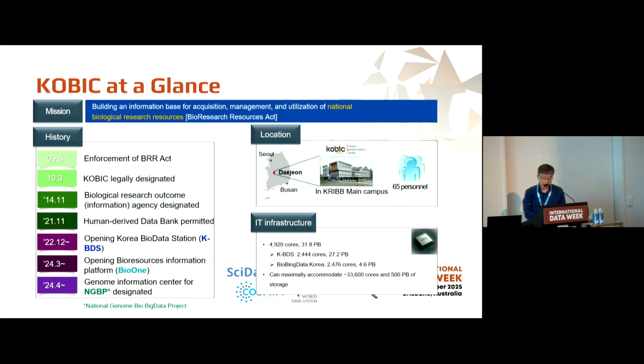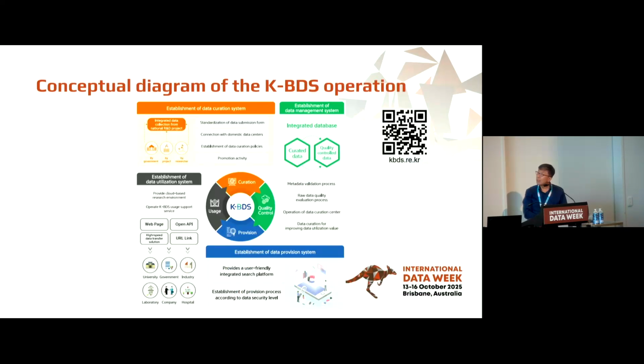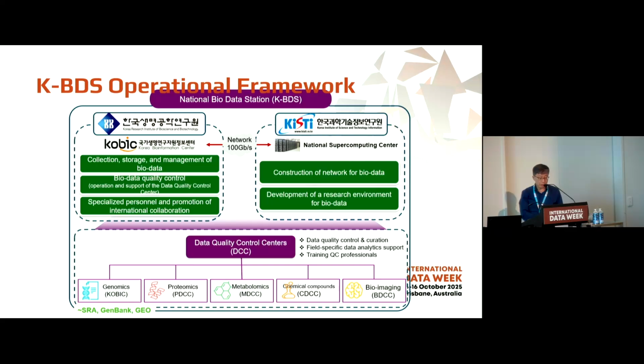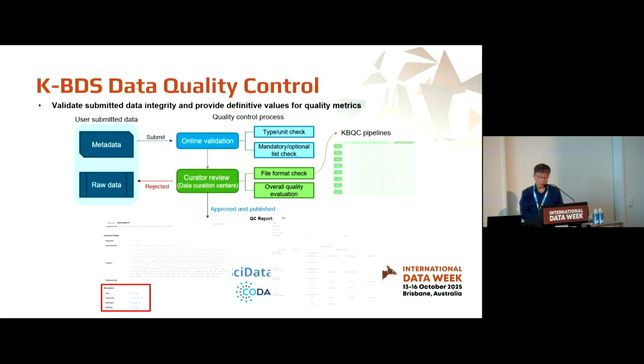So KOBIC, in addition to KBDS, is also responsible for other biological data platforms and services in Korea. KBDS is a comprehensive data platform that encompasses the entire data life cycle with a special focus on data curation and quality control. KOBIC works closely with the Korea Institute of Science and Technology Information, our national supercomputing center and data infrastructure provider. I already mentioned that KBDS performs extensive data quality control checks, and this slide shows how they do this.